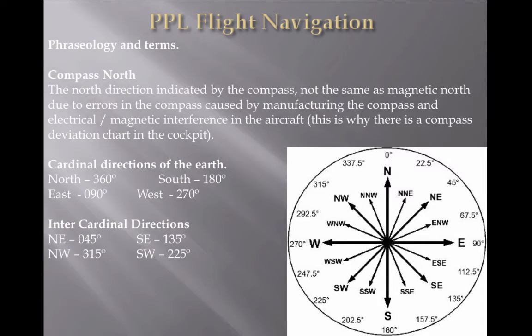The definition of compass north is the north direction indicated by the compass, not the same as magnetic north due to errors in the compass caused by manufacturing and electrical and magnetic interference within the aircraft, which is why there is a compass deviation chart in any aircraft cockpit that has a compass.